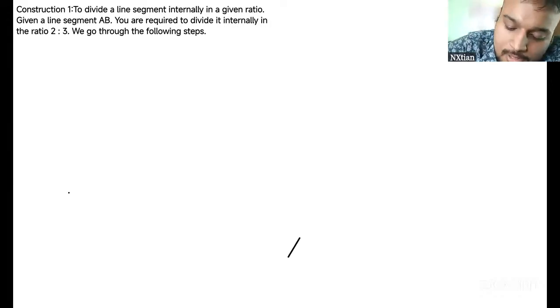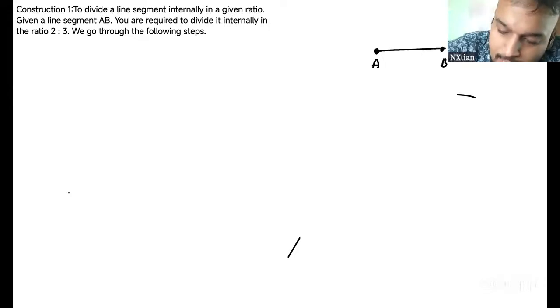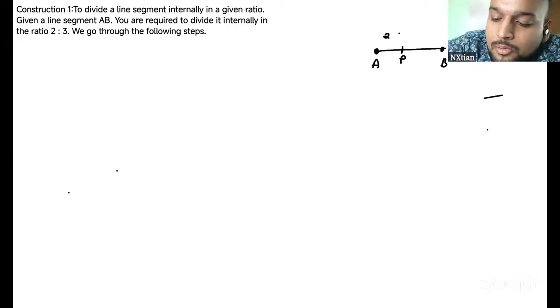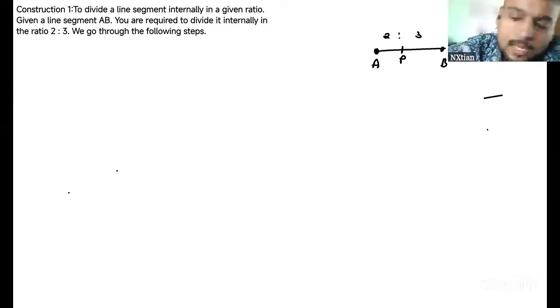First of all, as I told you, you have to draw the diagram. For example, this is a line segment AB. I'm not using any ruler, just making it with the pencil by hand. Because you have to divide it in a 2 is to 3 ratio, this might be a point P, which creates the 2 is to 3 ratio. I made the rough diagram. Understood, guys? Everyone, pay attention on the board only.